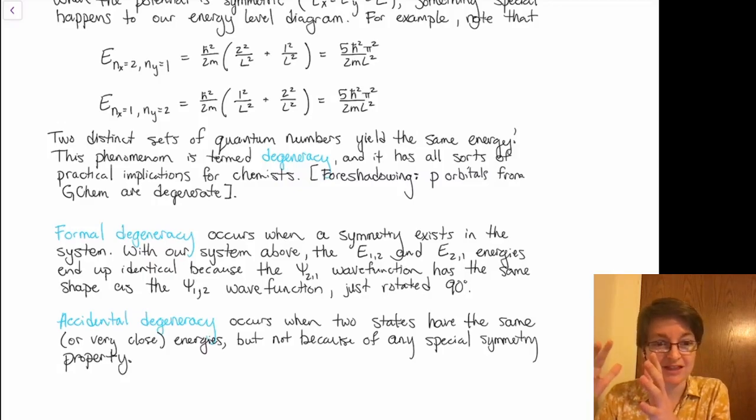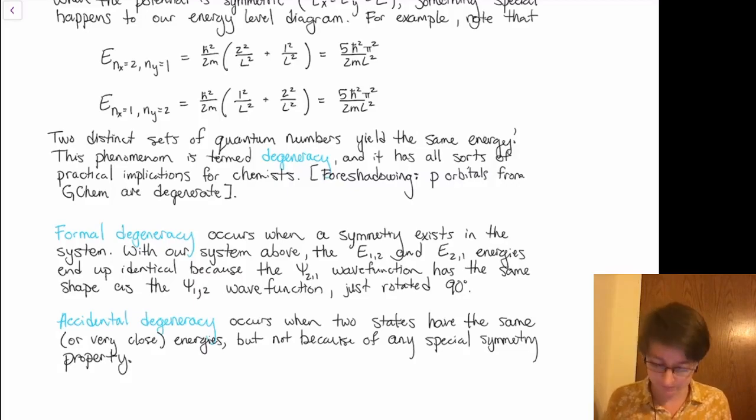And so distinct wave functions that look identical except for maybe a rotation, leading to identical energies, is what we call formal degeneracy. It's degeneracy, or identical energies, that arises as a function of symmetry.